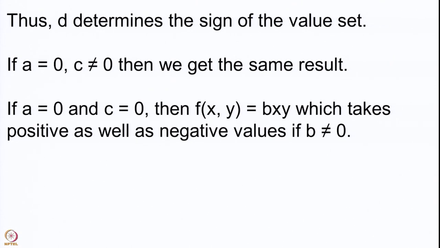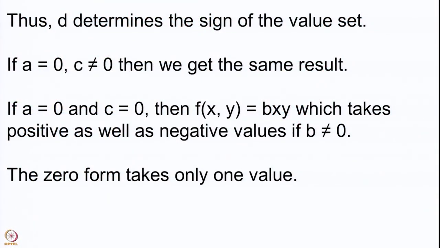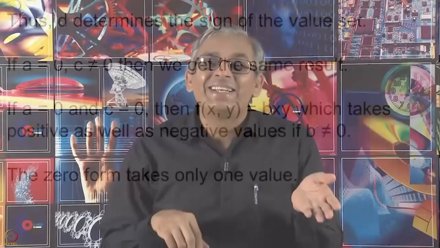If the discriminant is negative, then only one sign is possible, and that will depend on whether A is positive or negative, or equivalently whether C is positive or negative. Here of course we have to assume that B is non-zero. If A, B, C are all equal to 0, then your form is 0, and it can take only one value, and then there is nothing much that we need to do. So from our next discussions, we are not going to consider this form, because its value set is the singleton 0, it has no sign, and it has no interesting properties.